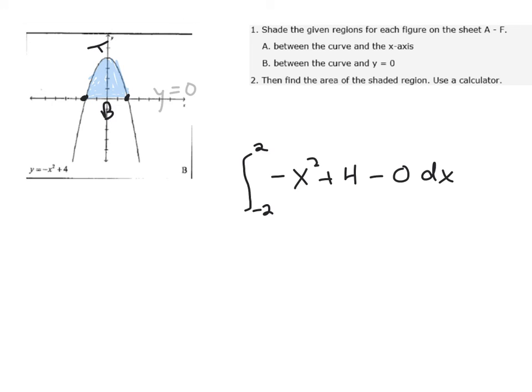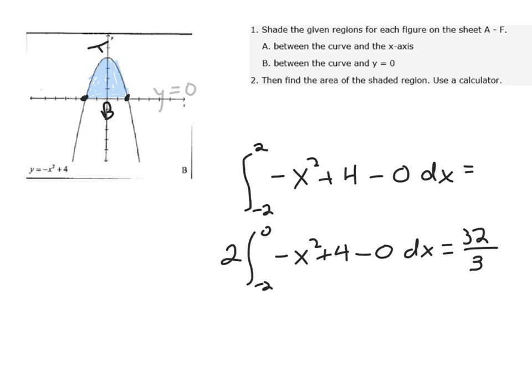Now, you could have split this up. You're starting to see the scheme, right? So -2 to 0, just do 2 of those, minus 0 dx, and you're going to get the same thing. These will be the same thing. And the answer is 32 over 3, 10 and 2/3.